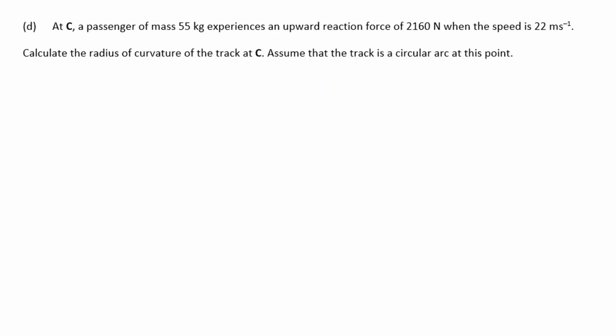Okay. So at C, a passenger of mass 55 kilograms experiences an upward reaction force of 2,160 newtons when the speed is 22 meters per second. Calculate the radius of curvature of the track at C, assuming the track is circular.